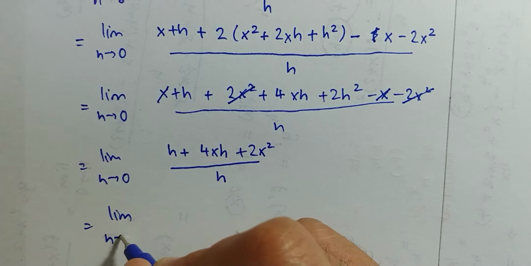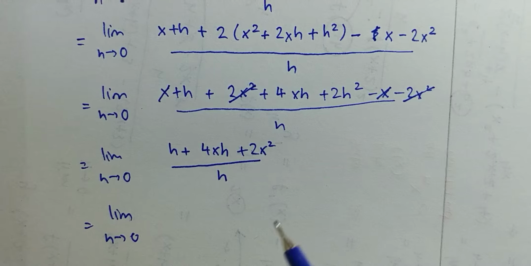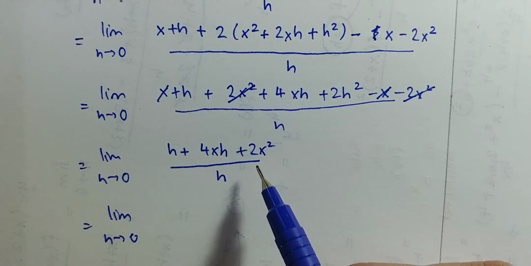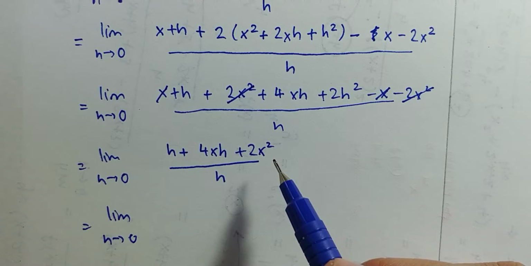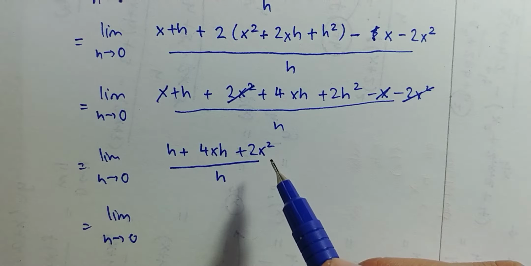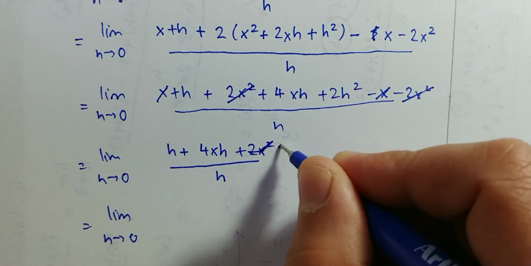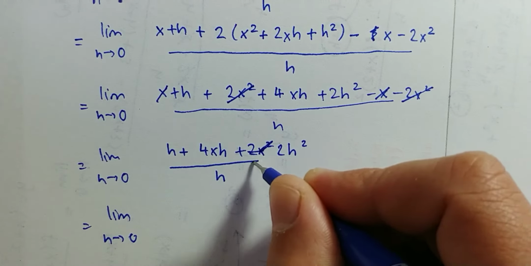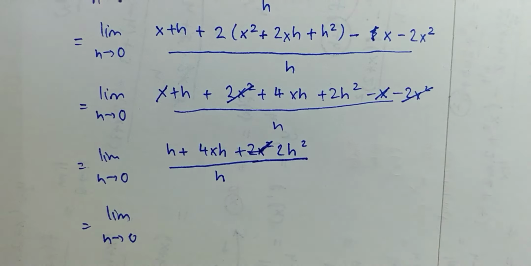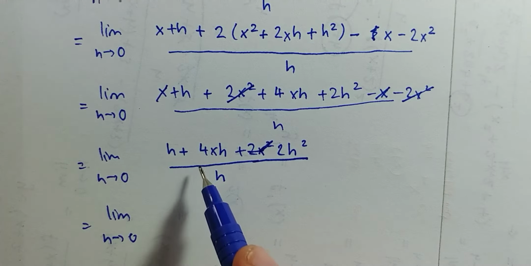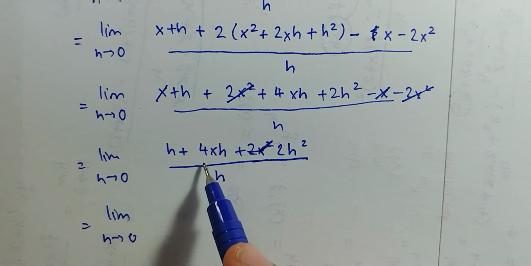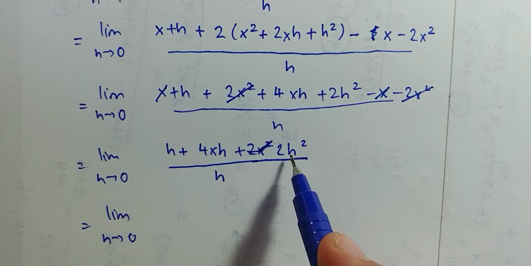Limit, we're almost there. Oh wait a second, I think I've made a mistake somewhere. Oh no, I just miswrote it. So 2h squared. Okay, it looks good.